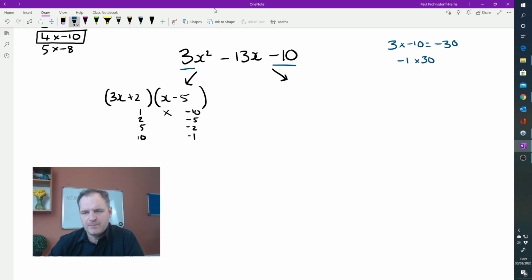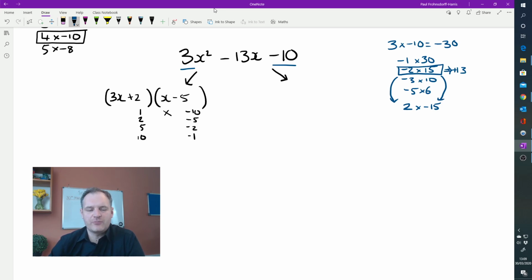Minus 1 times 30, minus 2 times 15, minus 3 times 10, and minus 5 times 6. Remember, I don't bother finding the other pairs because if we get plus 13, we know we have to switch the numbers around. And in fact, this happens here. Minus 2 added to plus 15 is plus 13. But we want minus 13. So we have to switch this round. This must need to be 2 and minus 15. Because we want the other one.